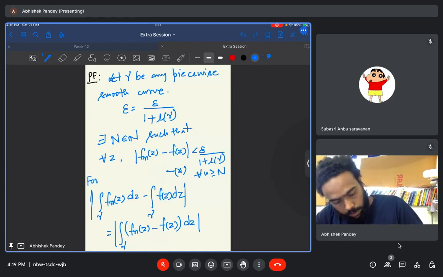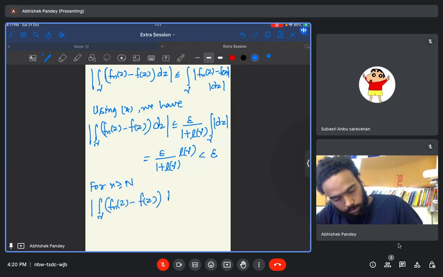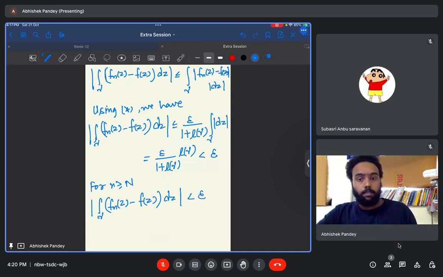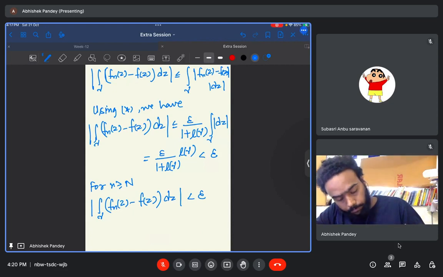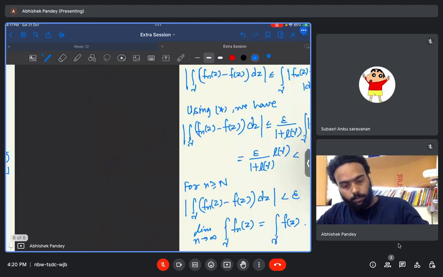So for n greater than or equal to N, the integral over gamma of fn(z) minus f(z) dz is less than epsilon. What does it mean? As n tends to infinity, this thing tends to 0. So we basically prove that the limit as n tends to infinity of the integral over gamma of fn(z) is the integral over gamma of f(z). I hope it is clear. Is it fine? Okay, I assume that is okay.